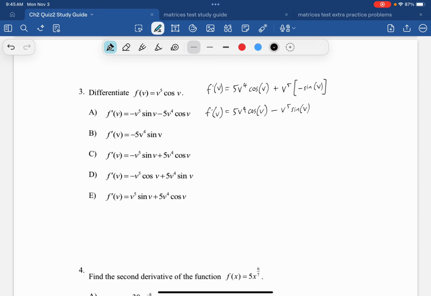All right, and so that is my answer. 5v to the 4th cosine v minus v to the 5th sine v. And what does that match with? Looks like that matches with part C. Answer choice C.